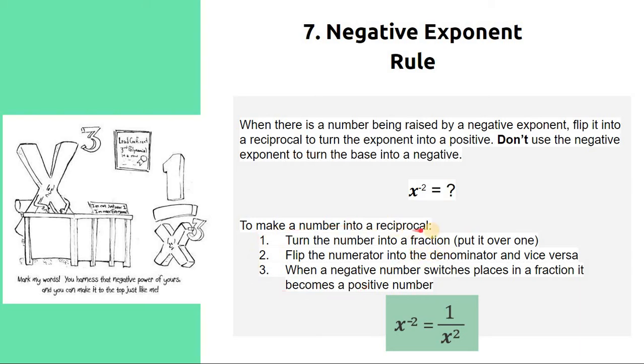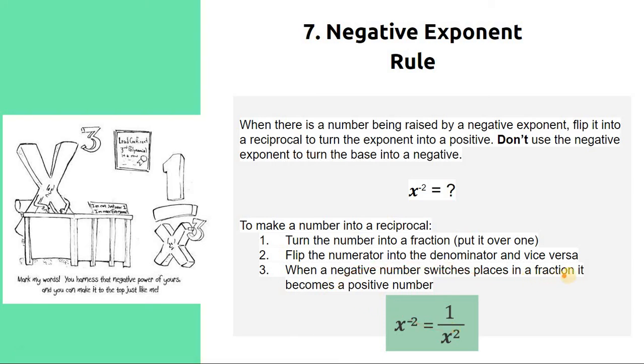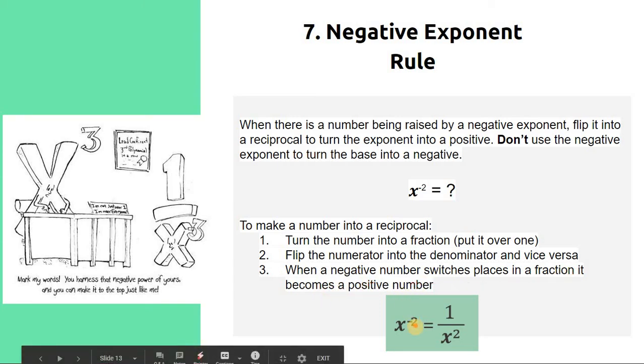So, to make a number into a reciprocal, turn the number into a fraction. So, again, no, put it over 1. So, flip the numerator into the denominator and vice versa. So, itong x na raised to the power of negative 2 sa kabila, dadalhin mo siya dito as positive. Ayan, kaya positive na siya. Tapos, magiging fraction siya, kaya mayroon siyang 1 sa taas. No? When a negative number switches places, it becomes a positive number.